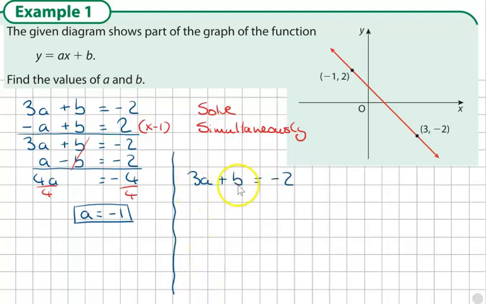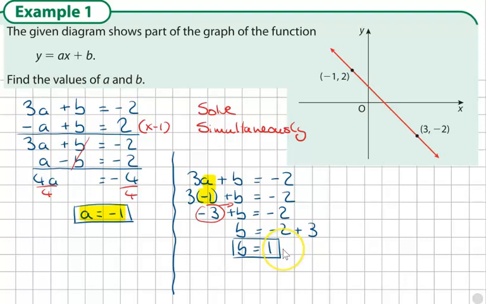So we write out one of the equations, it doesn't matter which one. We swap the a for brackets, and into the brackets we put minus 1. 3 times minus 1 is minus 3, plus b is equal to minus 2. So we're trying to find the values of a and b, so we need to solve for b, get b on its own. So the minus 3 comes over the equal sign, becomes plus 3, so b is equal to minus 2 plus 3, so b is equal to 1.